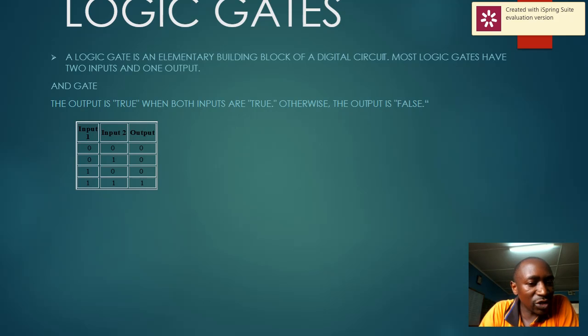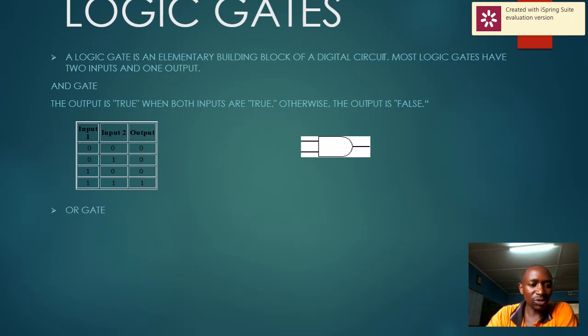It goes on. If you check down there where we have input 1 and input 2, it shows 1 1, meaning both are true, meaning the output is also true. Now gates have symbols. This is the symbol for an AND gate. Let's look at the other type of gate for today. Today we'll also look at the OR gate.